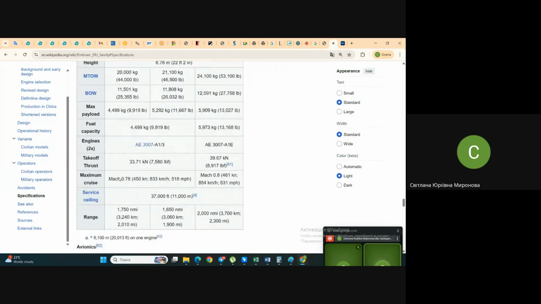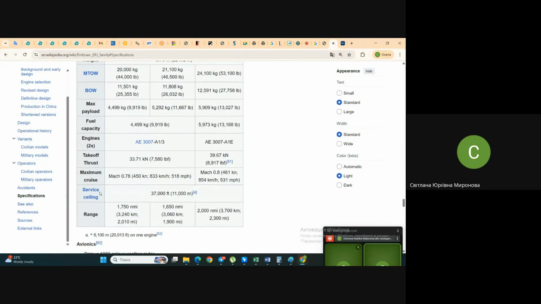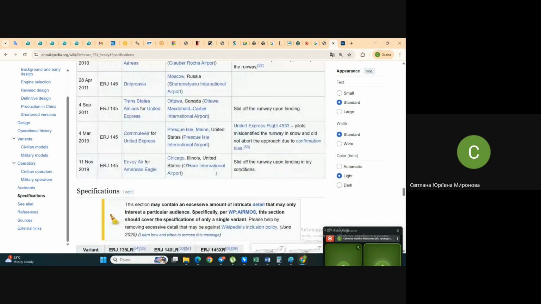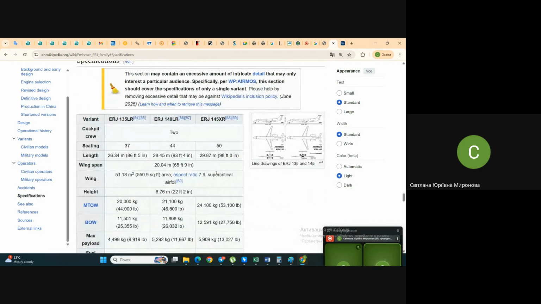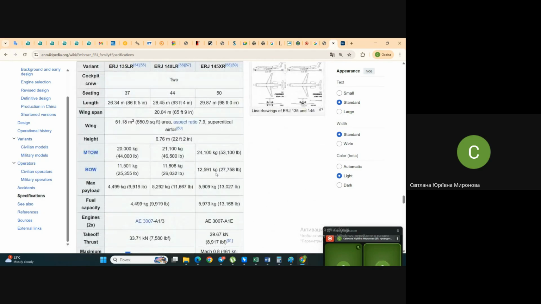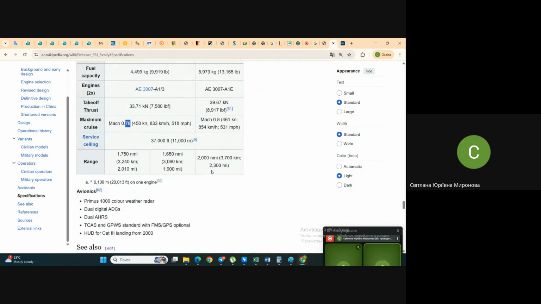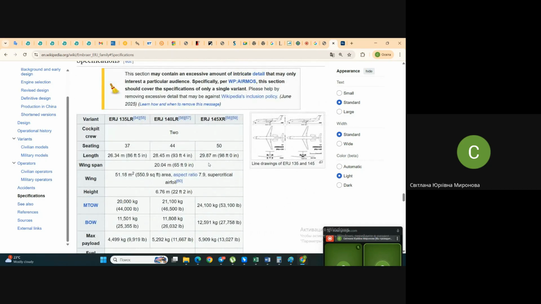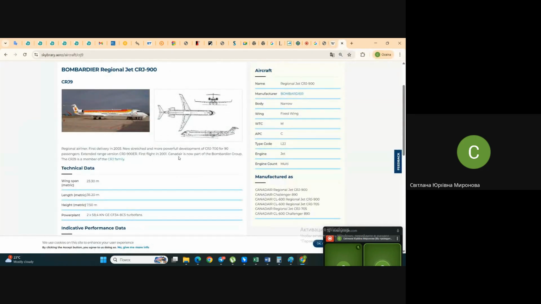Fuel capacity, maximum payload. Oh, here it is. You see, practically the same. Here it's even said 0.78. Maybe it's because we do not understand what the real name of the airplane is, because they are very close. You see, there are three variants here already, and maybe it's necessary to check other resources on what they say about this regional CRJ 900.